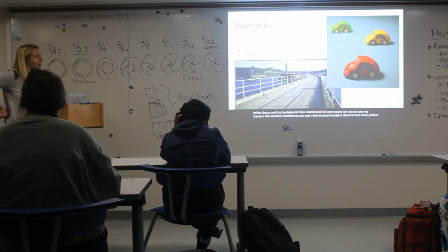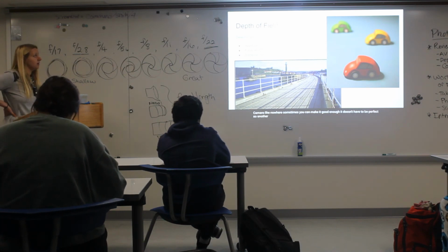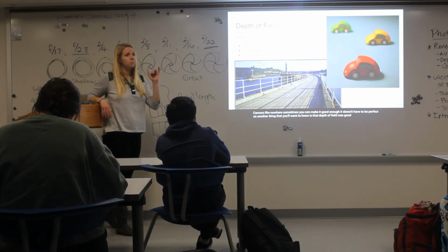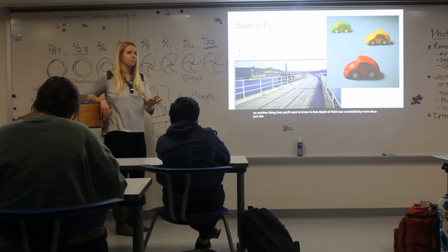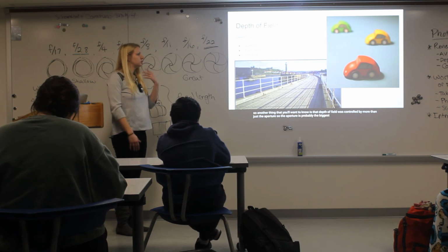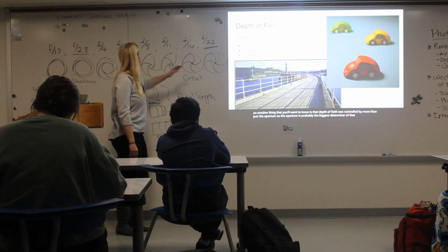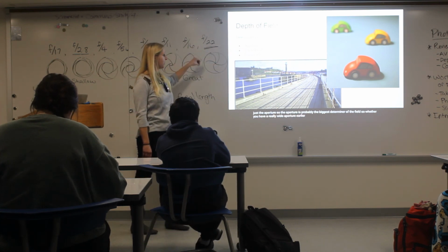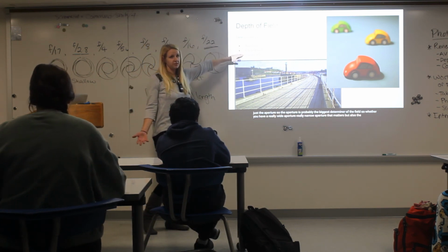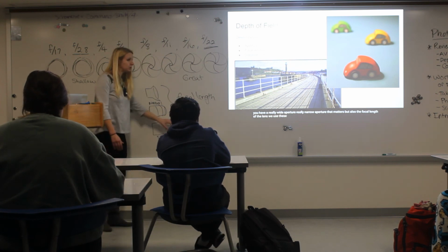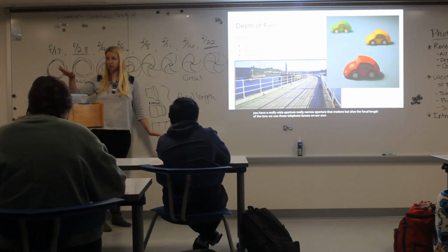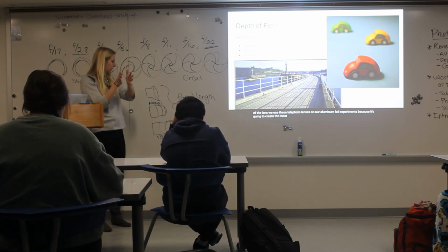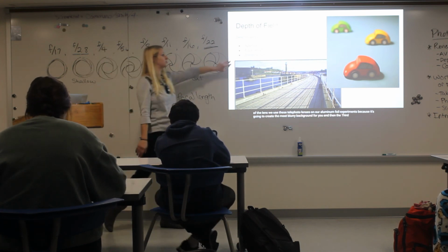Okay, so another thing that you'll want to know is that depth of field is controlled by more than just the aperture. So the aperture is probably the biggest determiner of depth of field. So whether you have a really wide aperture or really narrow aperture, that matters. But also the focal length of the lens. We used these telephoto lenses on our aluminum foil experiments because it's going to create the most blurry background for you. And then the third thing is your distance from subject.